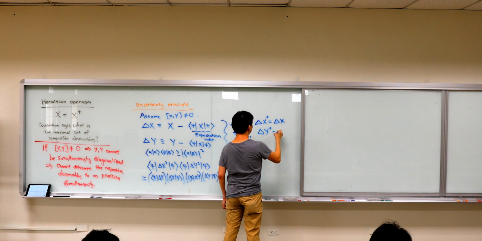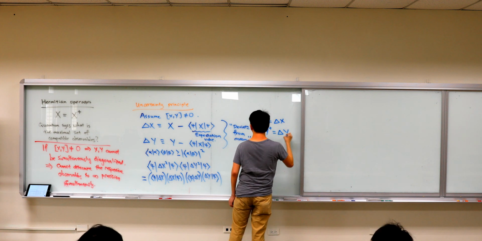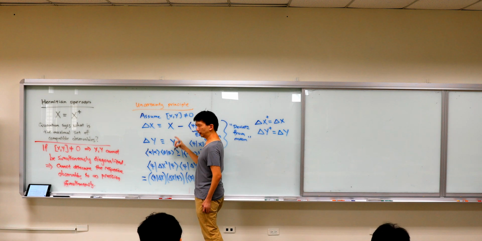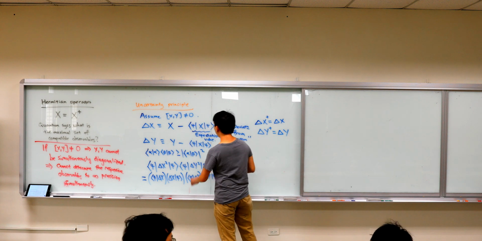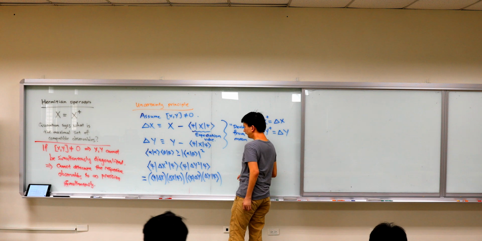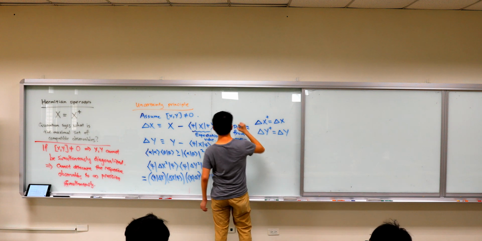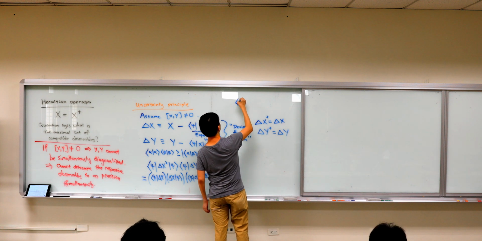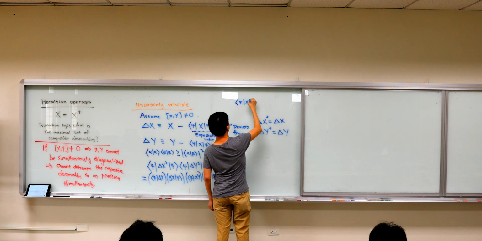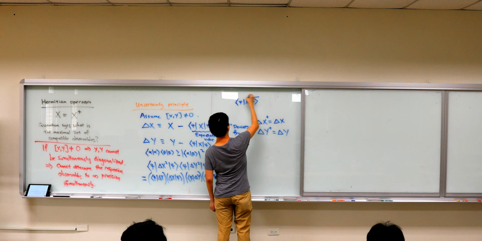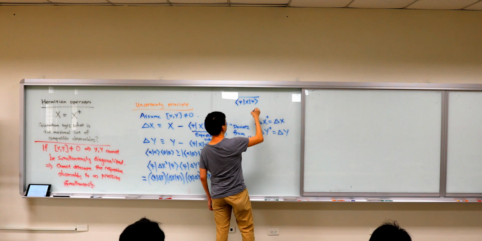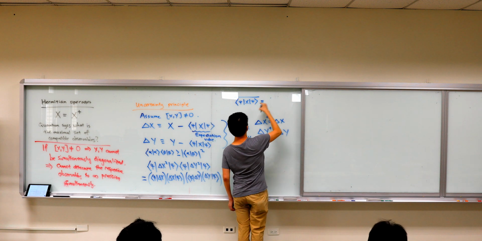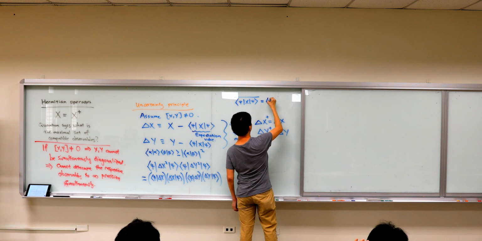Because X and Y are Hermitian, and the expectation value is just a real number. So why is it a real number? You can take the complex conjugate, and this swaps the bra and the ket, but it's the same thing.